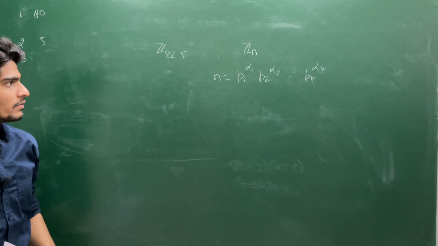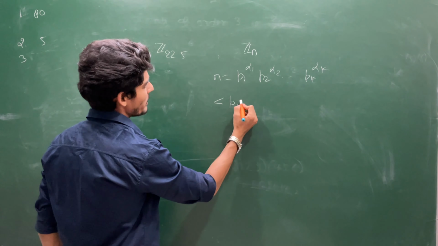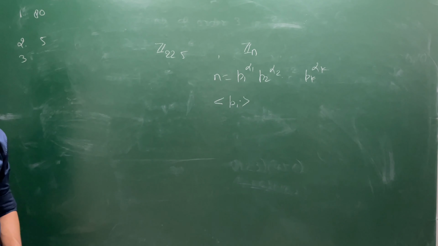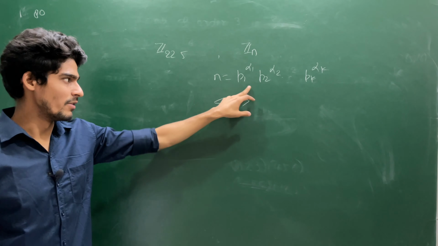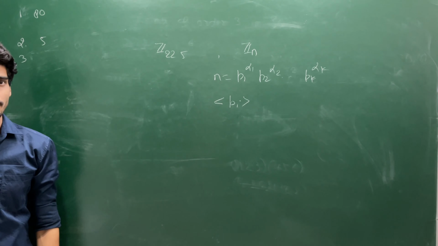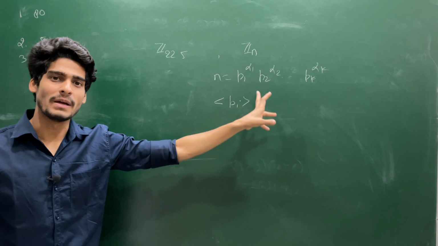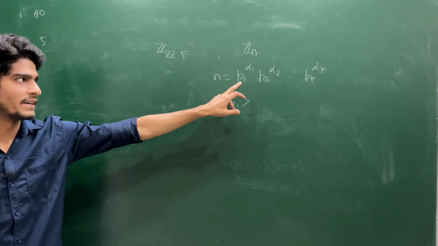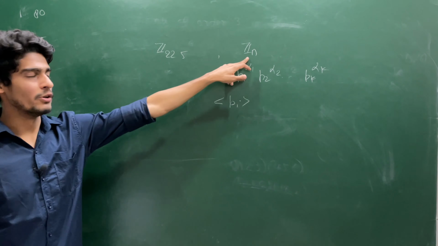So here you observe, if you choose the ideal generated by any pi, that will be a maximal ideal. But if you choose pi to the power something other than 1, that will be contained in this ideal. So this ideal is a maximal ideal for each i. So you will have as many maximal ideals as you have distinct prime divisors. This ideal will not be contained in any other proper ideal. It will be contained only in your whole Zn.